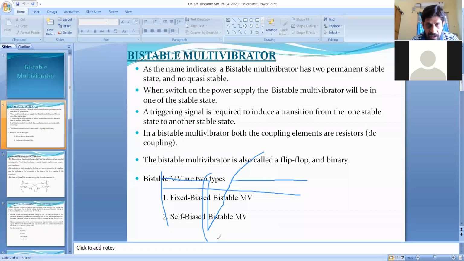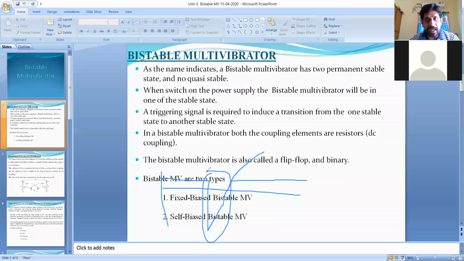This state is called the quasi-stable state. The charging of the capacitor, how much time is it charging? The total time is nothing but the quasi-stable state. That state time depends upon the selection of R and C values. T is equal to 0.69 RC.